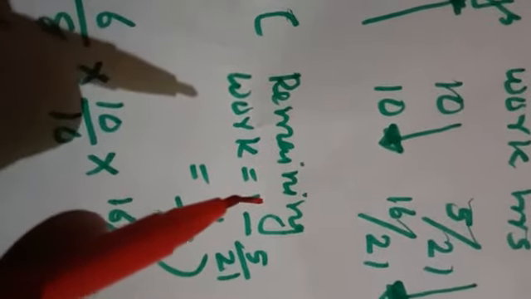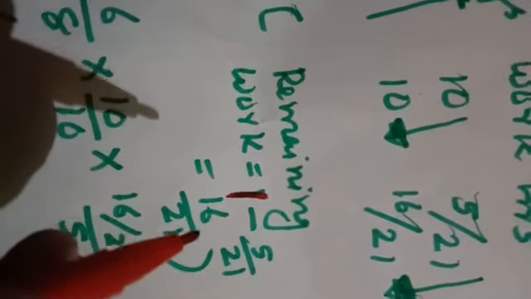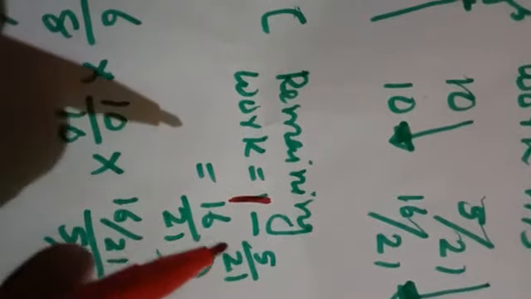How to find the remaining work? We subtract it from the whole work, which we are considering as 1. So 1 minus 5 by 21. Take the LCM: 1 into 21 is 21. 21 minus 5 is 16. So 16 by 21 is the remaining work. Here instead of 1 you can write 21 by 21.